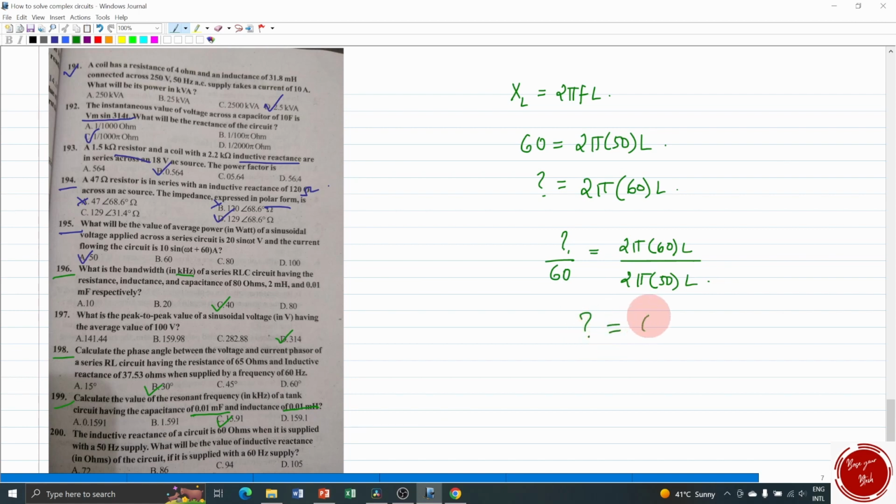Anyway, it is 60 into 60 divided by 50. So it is 360 divided by 5, or when I multiply both sides by 2, it becomes 720 by 10, which is 72. Okay, so 72 ohms is the answer.